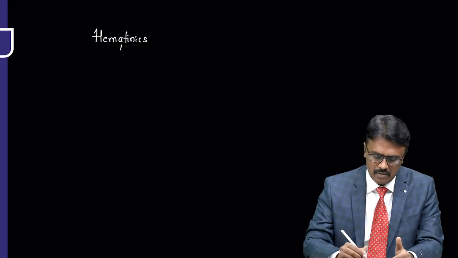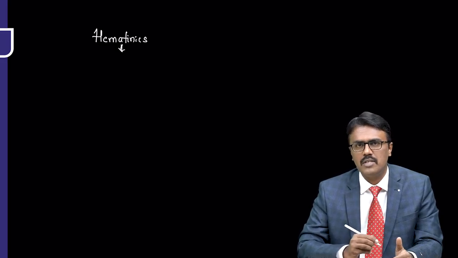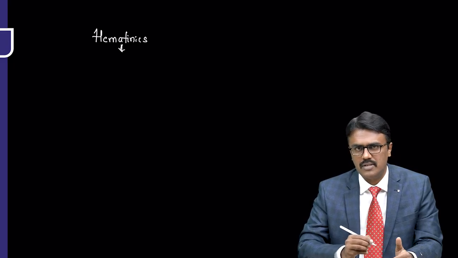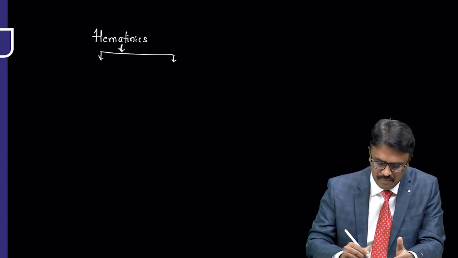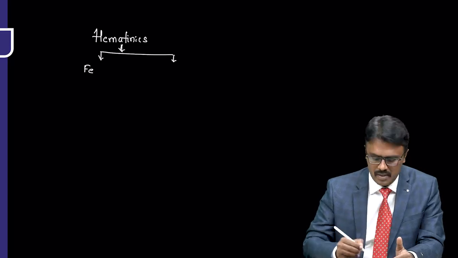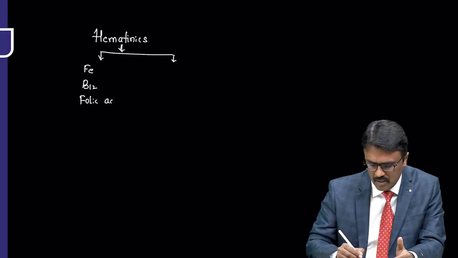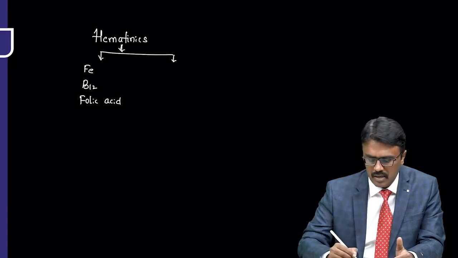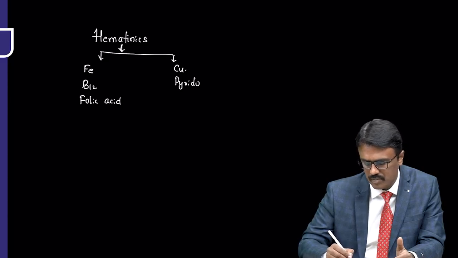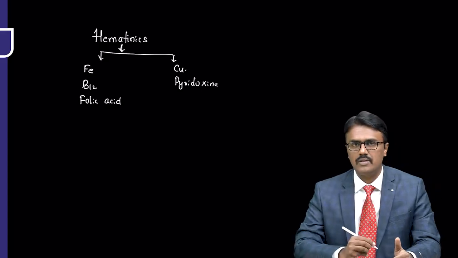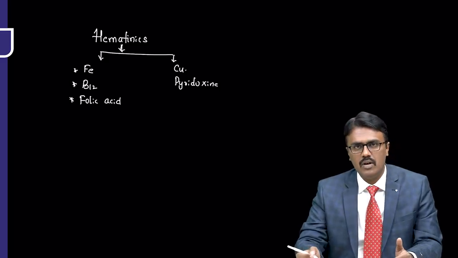So basically, hematinics are nutrients or compounds used for formation of blood components, particularly hematopoiesis. There are two important groups: one is iron, then B12, and then folic acid. These are the major hematinics. The minor ones are copper and pyridoxine. So we are really discussing iron, B12 and folic acid, the pharmacology of them.